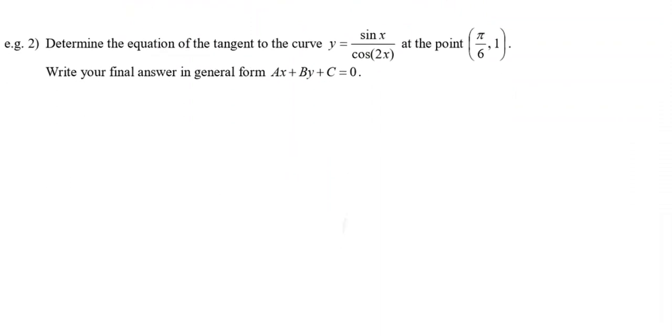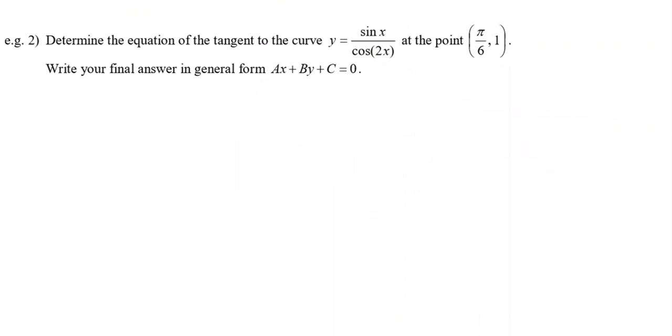Okay, so number 2, determine the equation of the tangent to the curve y is equal to sine x over cos 2x at the point pi over 6, comma 1. And then write your final answer in general form. Okay, so we've done ones like this before, right? But now we're dealing with a trig function instead.